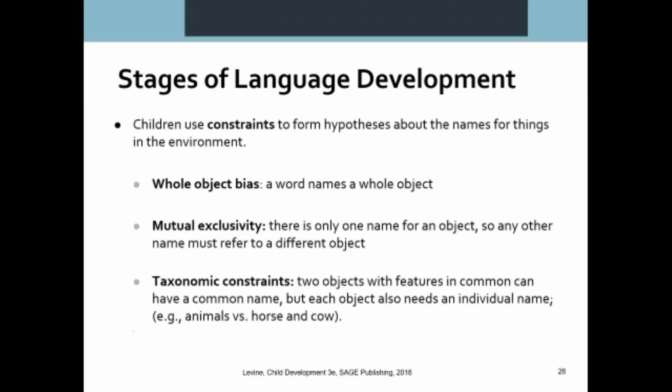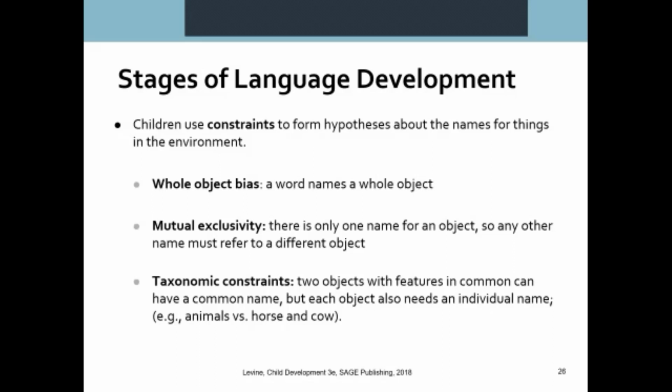So how is it that they can learn to add words so quickly? Well, they use what's called constraints in order to form hypotheses about the names for things in the environment. These constraints are kind of like strategies for learning, strategies to help you learn new words. I'm going to go through a few of these that have been studied in research.